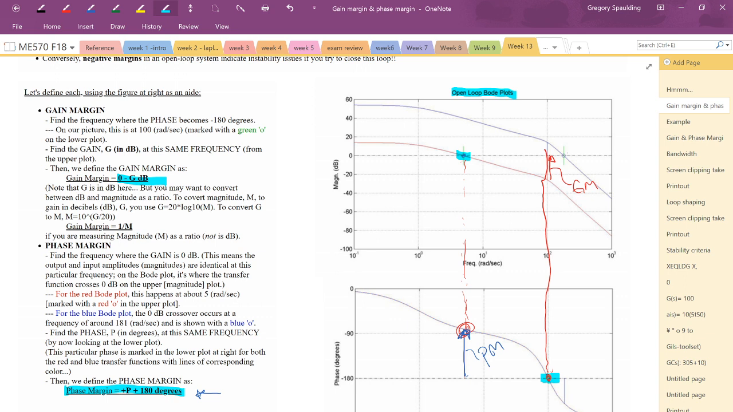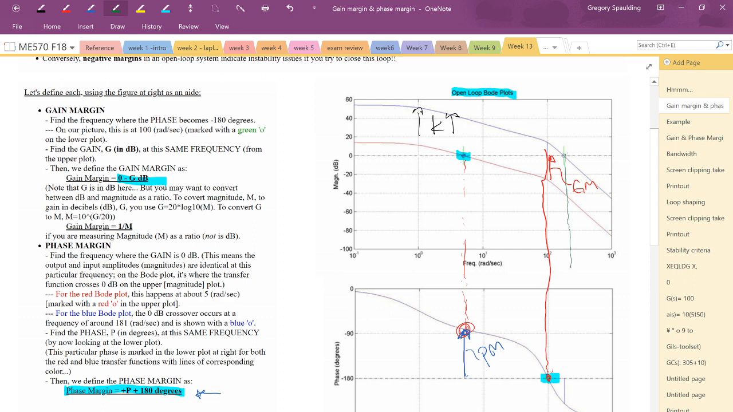Now, if we add some gain to the system, okay, and remember, our gain will shift our magnitude plot up. So if our gain goes up, our magnitude plot goes up, and what we would end up with then is the plot by our blue line. And in that case, our phase margin would be characterized by this point here.